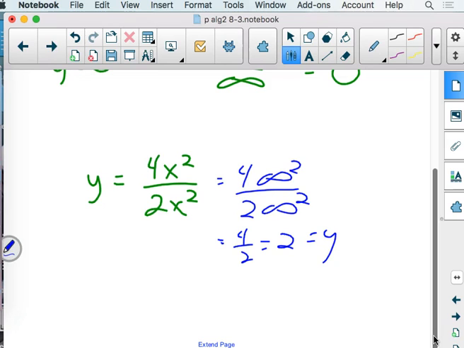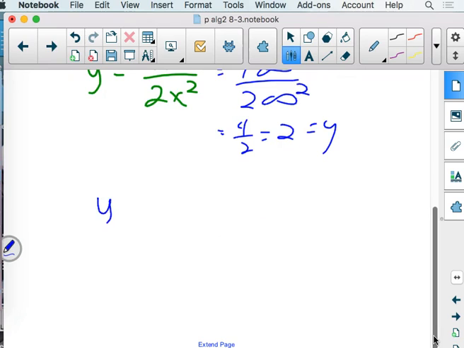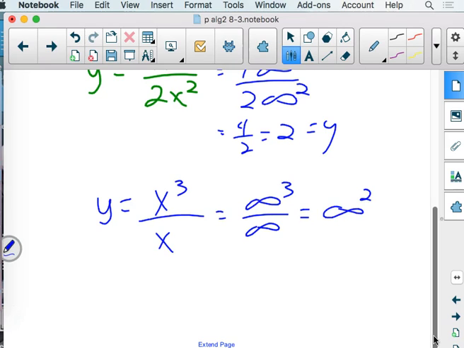And then, if the degree of the top is greater than the degree of the bottom, well, infinity cubed over infinity, what's going to happen? Infinity squared. That's never stopping. That's going forever. That's why we don't get one. This is the nut.